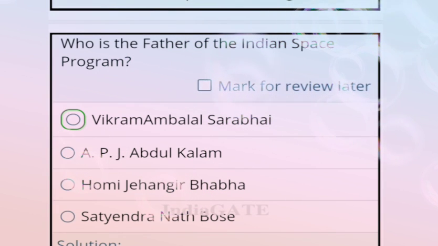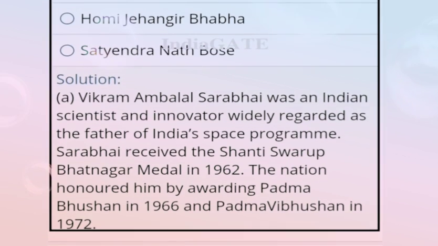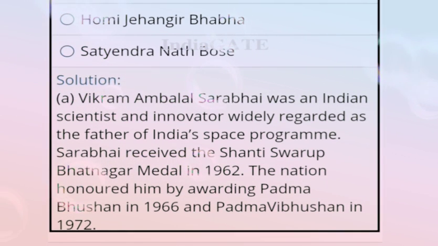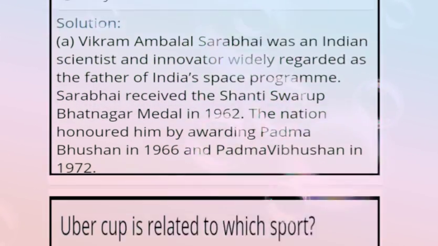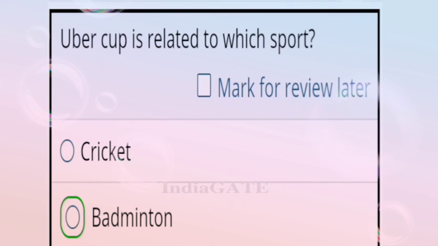Next question, who is the father of the Indian space program? And the correct answer is option A, Vikram Ambalal Sarabhai. And more information: Sarabhai was an Indian scientist and inventor widely regarded as the father of the Indian space program. Sarabhai received the Shanti Swarup Bhatnagar Medal in 1962. The nation honored him by awarding Padma Bhushan in 1966 and Padma Vibhushan in 1972.